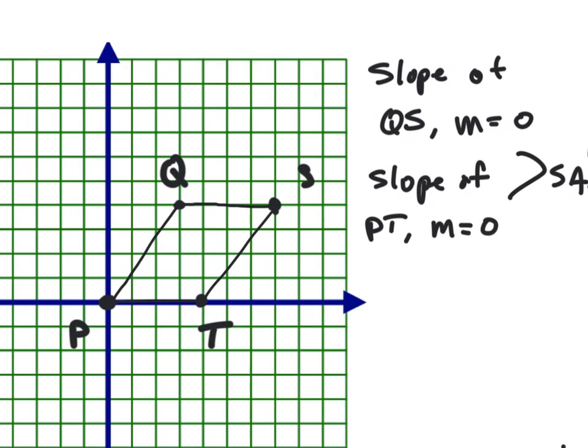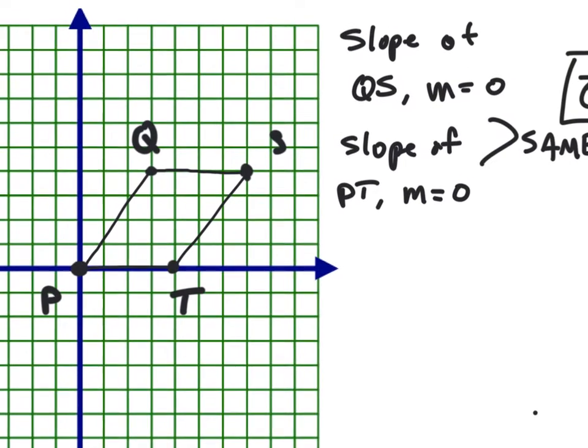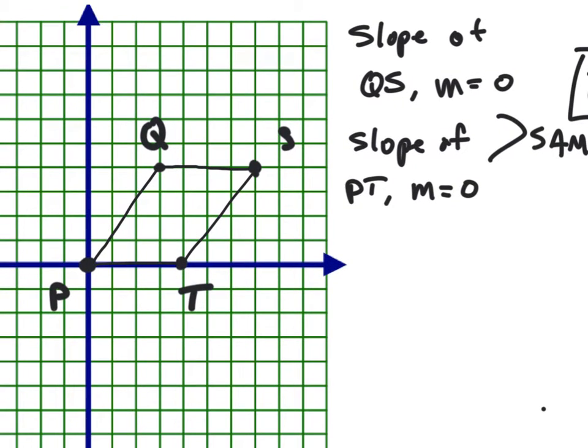Now let's take a look at QP. Let's find the slope of QP. So the slope of QP is equal to, and I'm going to do this: I'm going to draw a triangle that shows my rise over my run, okay?